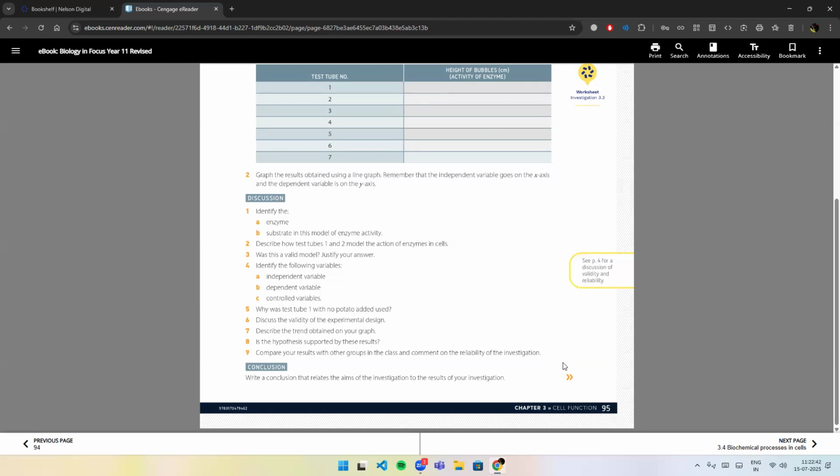Why was test tube 1 with no potato added used? Discuss the validity of the experimental design. Describe the trend obtained on your graph. Is the hypothesis supported by these results? Compare your results with other groups in the class and comment on the reliability of the investigation. Conclusion. Write a conclusion that relates the aim of the investigation to the results of your investigation.